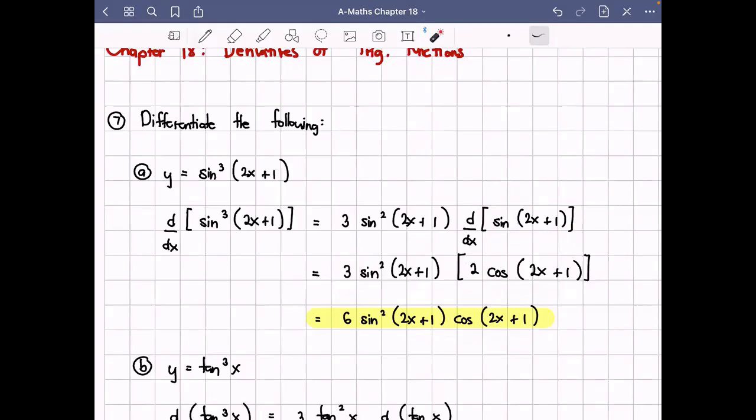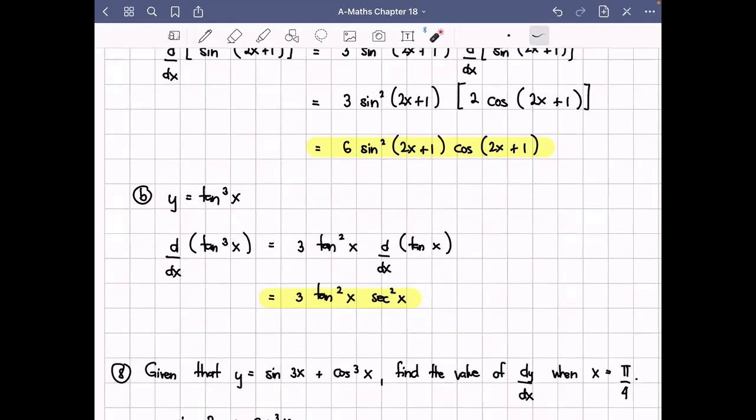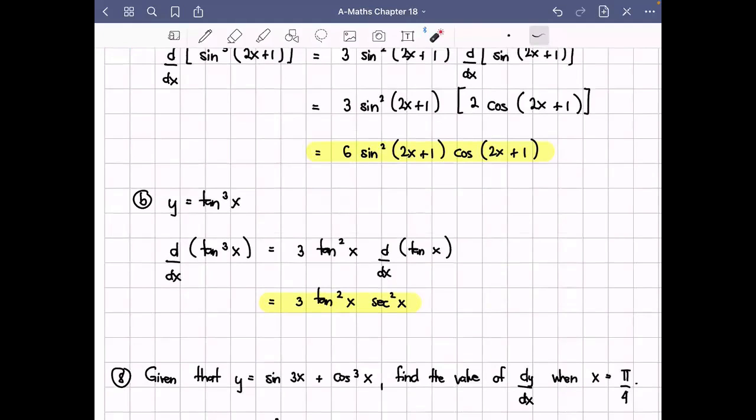Okay, let's have the second one. This one is a simpler one. What if you have tangent cubed of x? So when we derive this, again, the index will be multiplied in front. That's why you have 3 here, and then it becomes 3 minus 1. Therefore, you have 2 here. And then you just rewrite the angle, which is x.